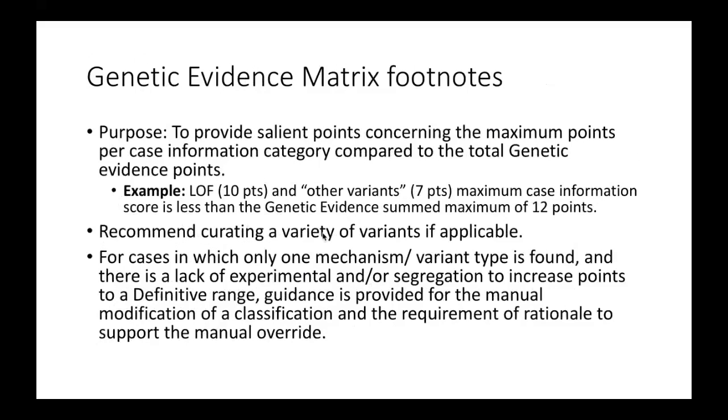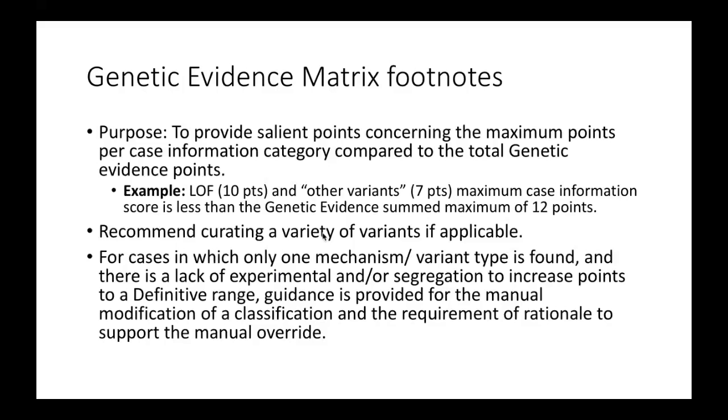We then go into the genetic evidence matrix footnotes. To that evidence matrix, we did want to provide some more detailed information concerning the maximum points per case compared to the total genetic evidence. What you'll find is that for loss of function variants, the maximum points you can get for loss of function in that range is 10 points, which is below the total maximum for genetic evidence. The same for other variant types at 7 points. So this will indicate that you will need other lines of evidence, either case controls or experimental evidence, to get that gene disease mode of inheritance record to the 12 points in a definitive status.